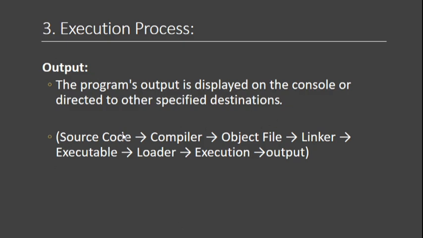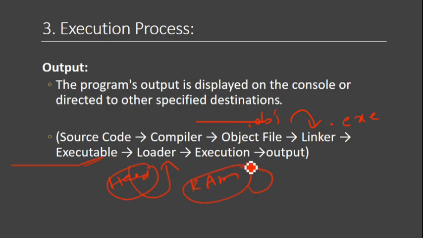Finally, I write the source code with the .c extension, and it goes through the compilation process. The compiler converts the high level language into an object file, that is, a .obj file. The .obj file goes to the linker, which generates a .exe file. The .exe file is stored in the hard disk. From there, the operating system loader loads it into RAM, our main memory. From there, the processor executes it and produces a result onto the screen. This is the complete cycle.